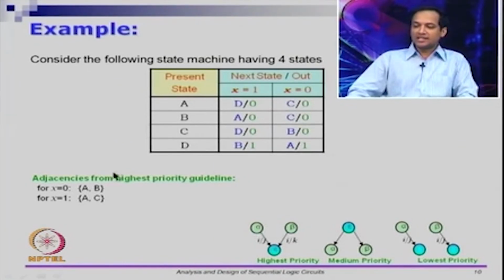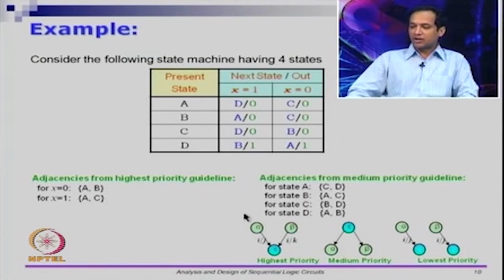So what we would like is, we would like A to be a neighbor of B, because if you do that, then the number of bit flips you require to go from here to here and here to here will be minimized. Then for x equal to 1, if you notice, there are 2 states A and C, both of them go to the same state D. So we would like C also to be close to A in the bit assignment.